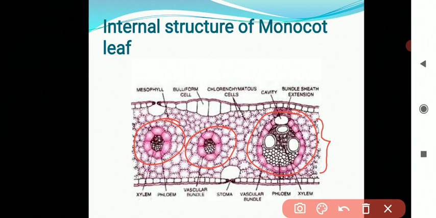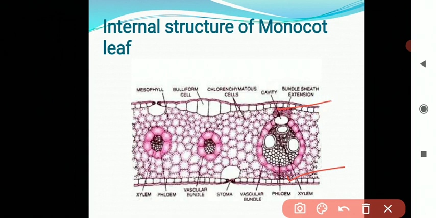Each bundle is surrounded by parenchymatous bundle sheath. Xylem lies towards the upper epidermis. This is the xylem which is towards the upper epidermis, and phloem lies toward the lower epidermis. This is the part of phloem which lies towards the lower epidermis. The sclerenchyma cells are found to be scattered in patches on both the ends of large vascular bundle. Here is the sclerenchymatous tissue. Look at here and here.